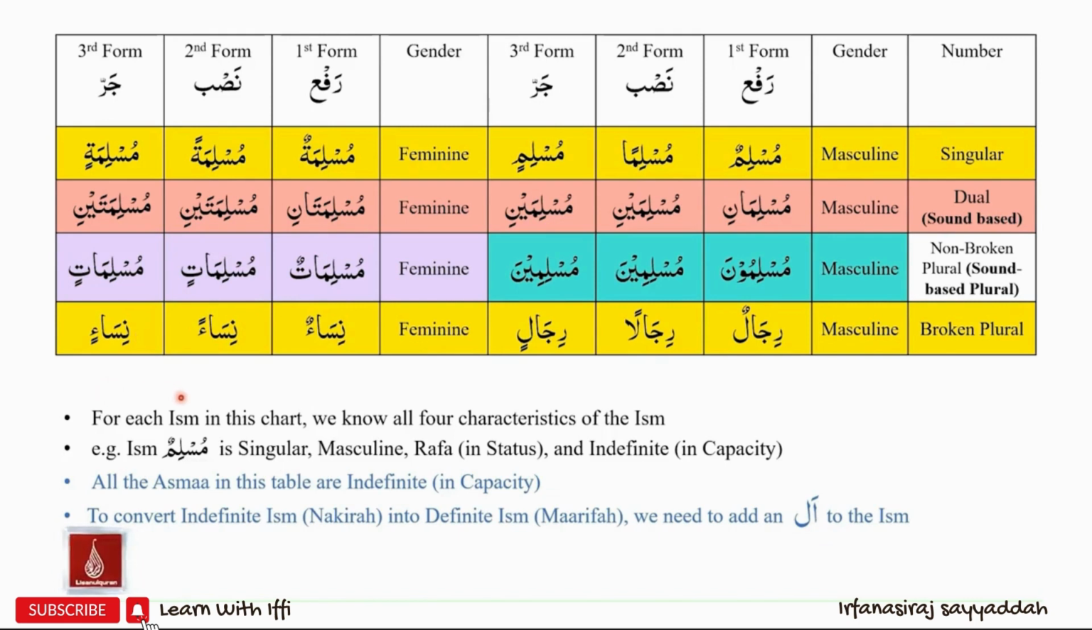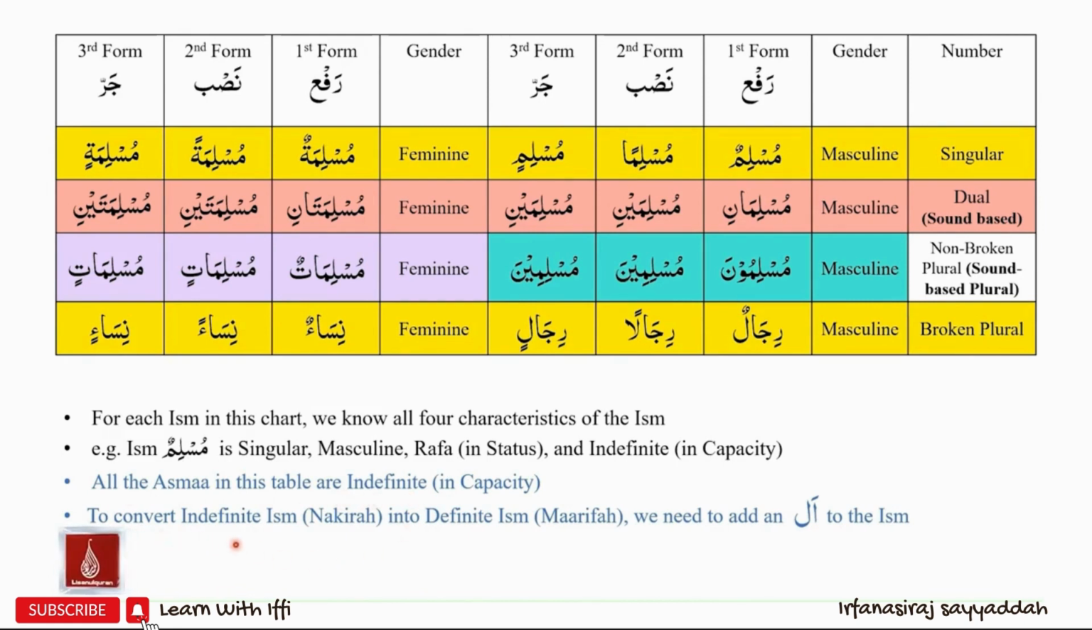Now, for each ism in this chart, we know all 4 characteristics of the ism. For example, ism muslimun, it is singular. Muslimun is masculine. Muslimun is Rafa in status by referring to our chart. And Muslimun is indefinite in capacity because it does not meet criteria for it to be definite. All the Asma in this table are indefinite in capacity.